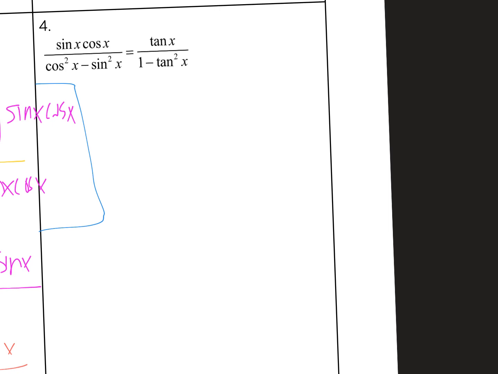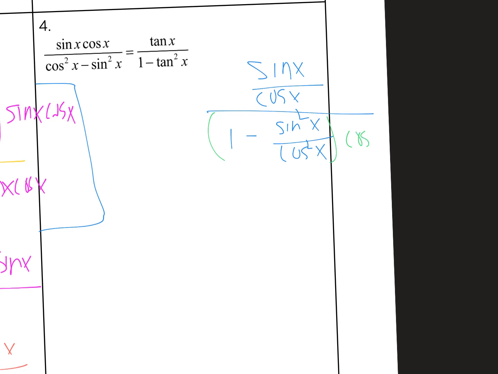I guess I'll just start on the right side here. I got tangent, and I got sines and cosines on the left, so I'm going to go to sines and cosines. So I got sine x over cosine x over 1 minus sine squared over cosine squared. Let's multiply top and bottom by cosine squared.